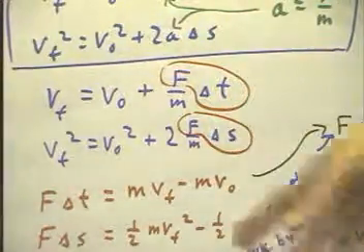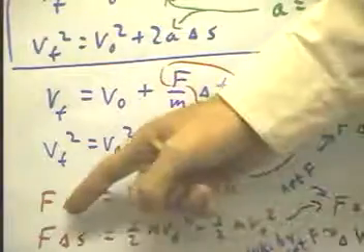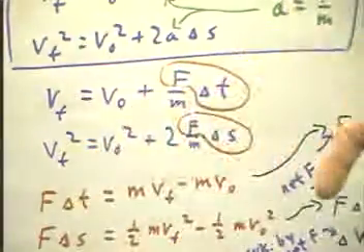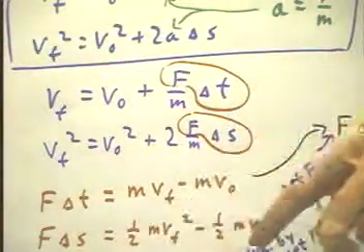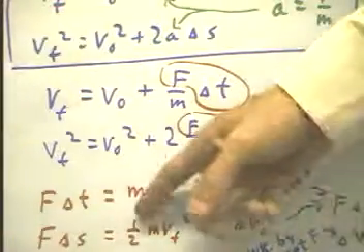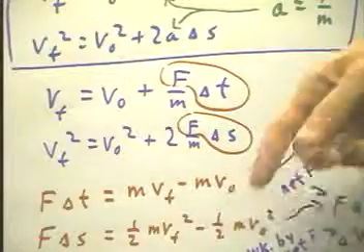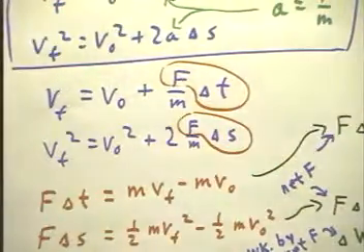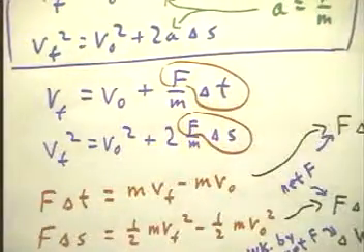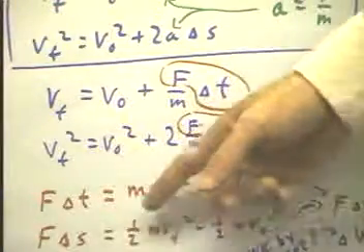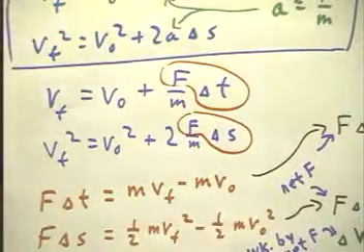And we've already seen that F delta S is understood to be work, and that's going to be the change in the kinetic energy, the 1/2 m vf squared minus 1/2 m v naught squared, the final minus the initial kinetic energy. And this is again our work energy theorem that says that the work done by the net force equals the change in kinetic energy.